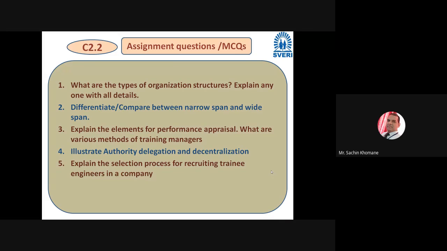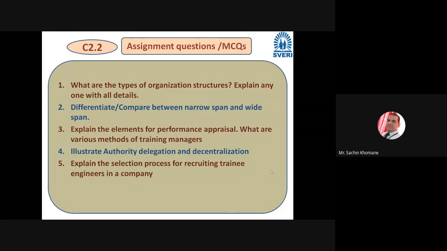The next question is: illustrate authority delegation and decentralization. Sometimes they have asked it as: differentiate between authority delegation and decentralization. Both things are almost similar, but there are certain differences. So I have added only one question. You can explain both, what is the meaning of authority delegation and decentralization. And if you are able to explain these two things, mentioning the difference will be very easy for you.